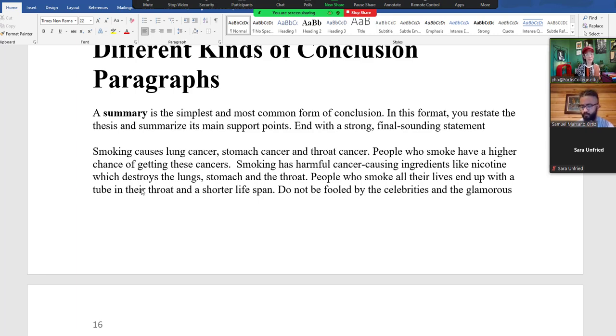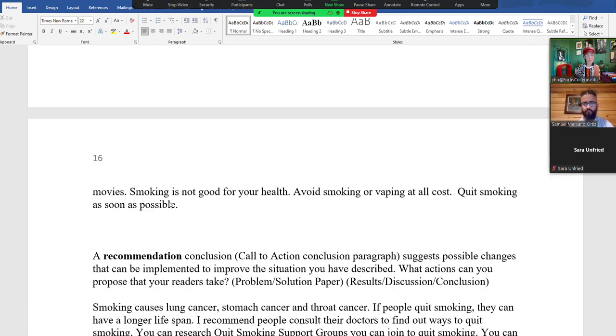Smoking causes, so here I repeat the thesis statement as the first sentence. Smoking causes lung cancer, stomach cancer, and throat cancer. People who smoke have a higher chance of getting these cancers. Smoking has harmful cancer-causing ingredients like nicotine, which destroys the lungs, stomach, and throat. People who smoke all their lives end up with a tube in their throat, or COPD also. And so do not be fooled by the celebrities and the glamorous movies. Smoking is not good for one's health. Avoid smoking or vaping at all costs.